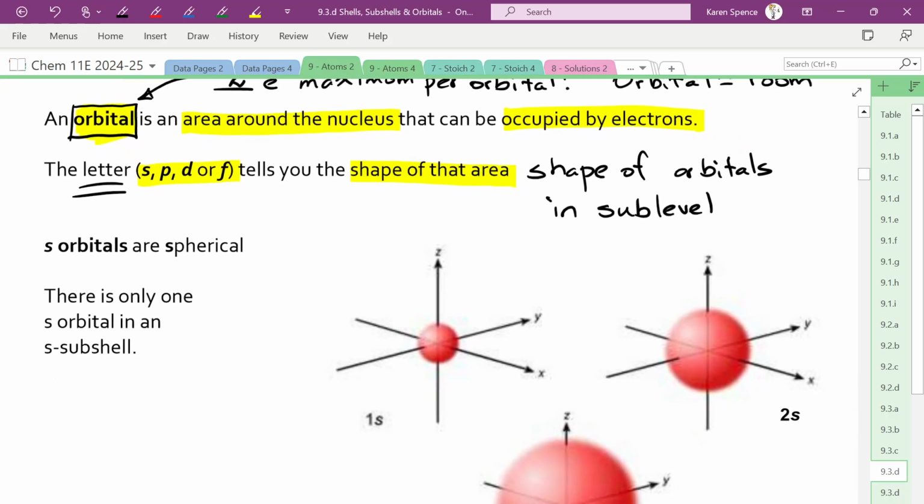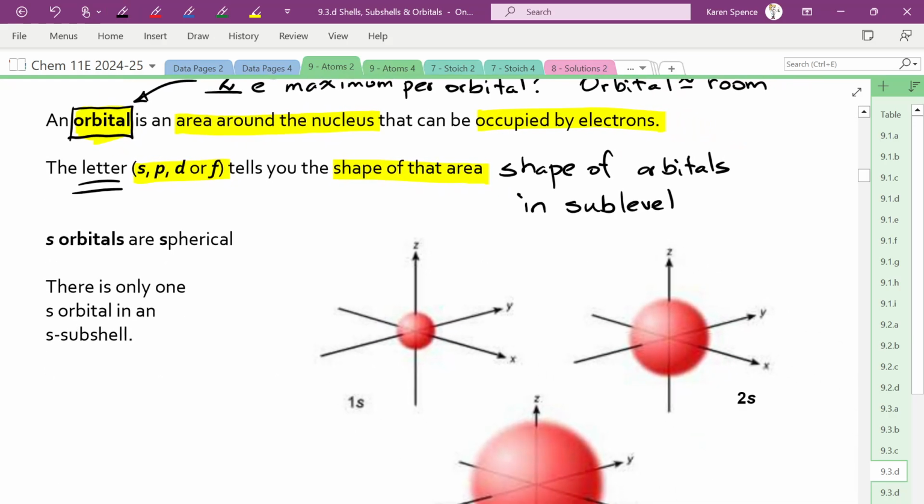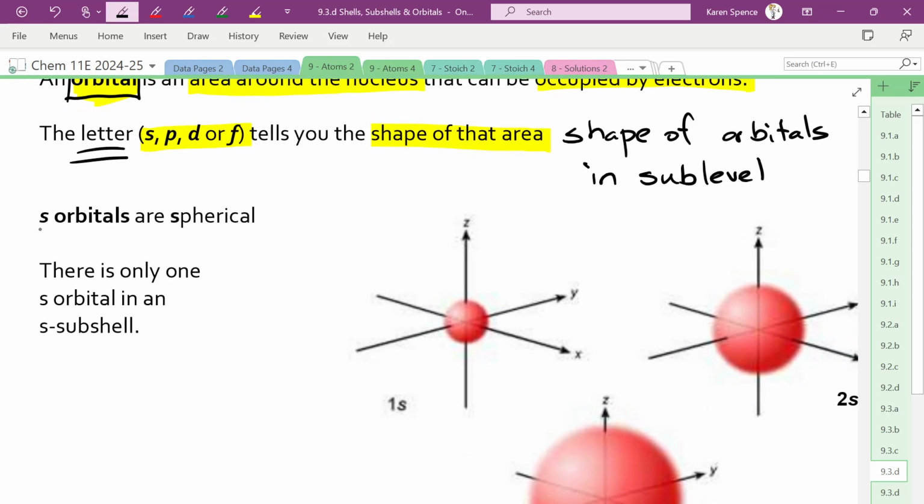So in an S subshell, we only have 1 orbital, and those orbitals are spherical. Guess what? S, sphere. Yeah? That one's nice. I think that might actually be why it's called an S orbital. The other ones are not quite as nice.